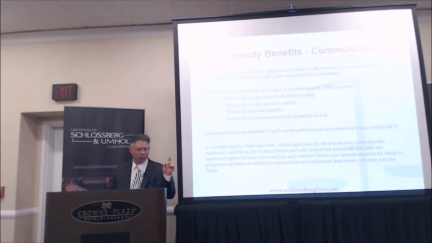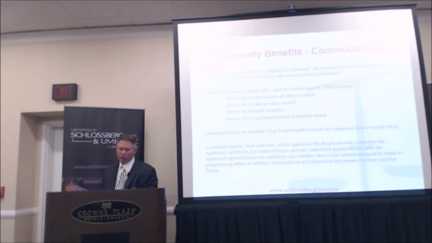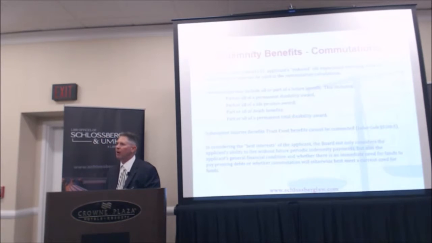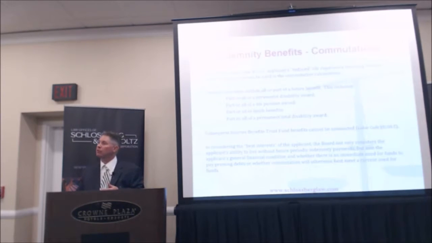Now, when I put together this presentation, I saw that you can commute all or part of a permanent disability award. You can commute all or part of a life pension award. You can commute all or part of a death benefits award, and you can commute all or part of a permanent total disability award. I have never seen a permanent total disability award commuted in its entirety. I don't know how you're going to calculate that. I mean, you just take the life expectancy, the rated age, and calculate that to a lump sum. But if you have a permanent total disability award and there is a commutation issue, the law has allowed it in the past.